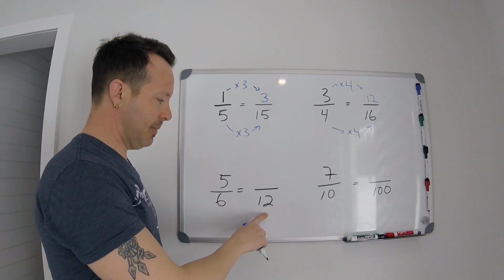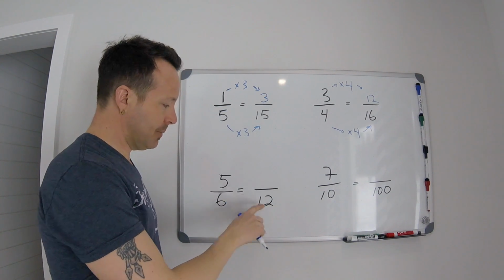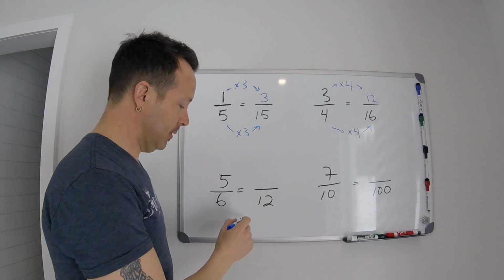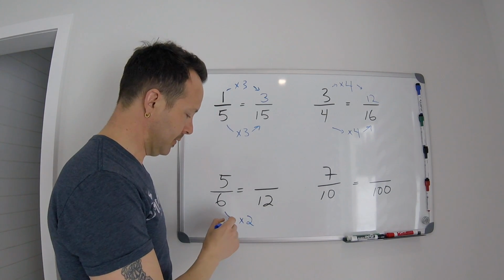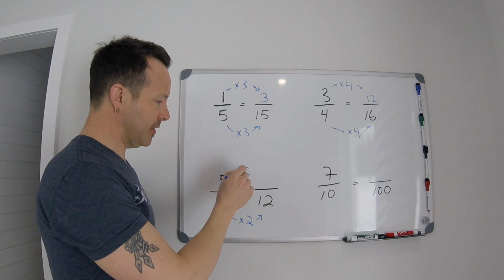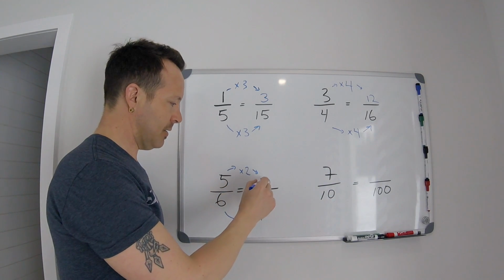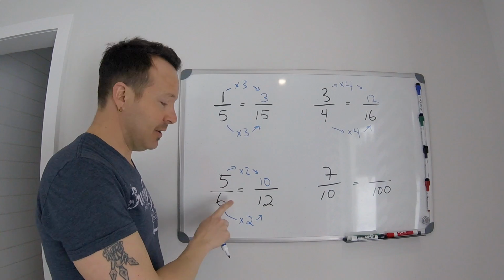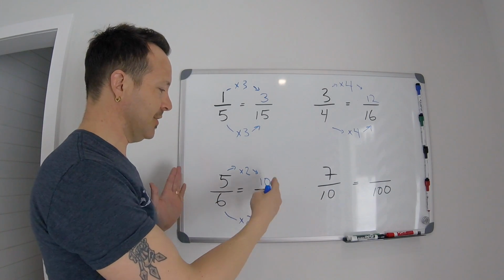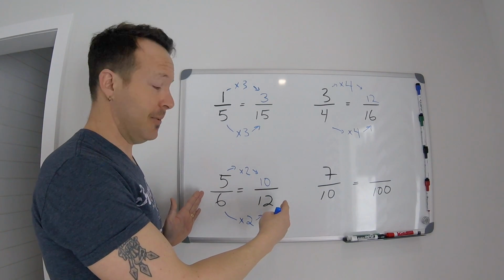5/6 equals how many 12s? Well, let's start here. 6 times what is 12? If you know your 6 times table, you'll know that 6 times 2 is 12. And since we did that on the bottom, we're going to do the same thing on the top. 5 times 2 is 10. 5/6 is equal to 10/12. Again, equivalent fractions. They are the same amount. They represent the same pieces of cake.